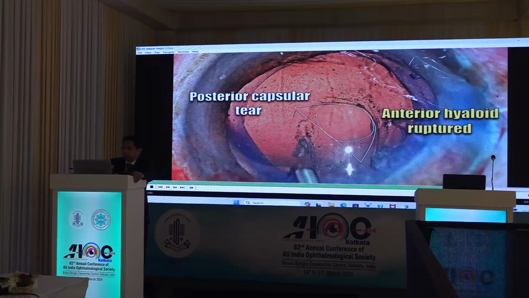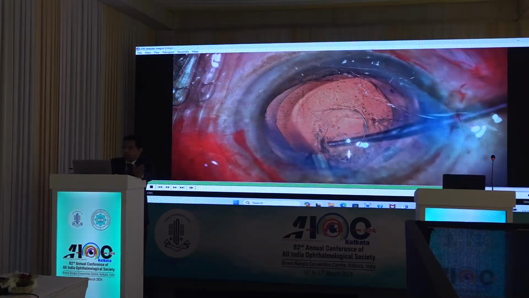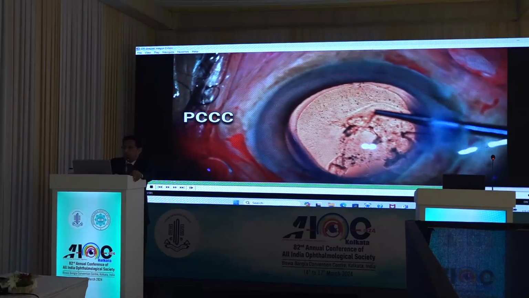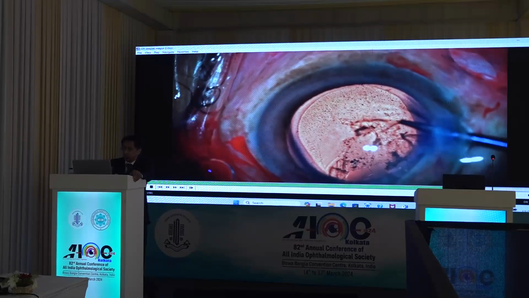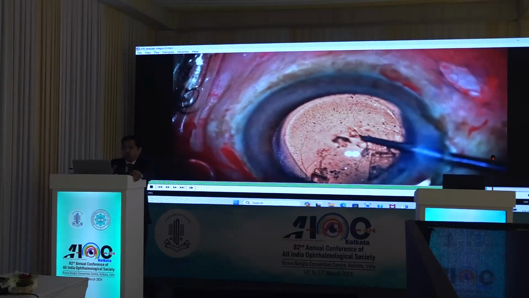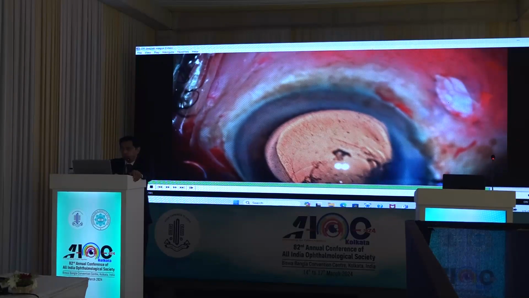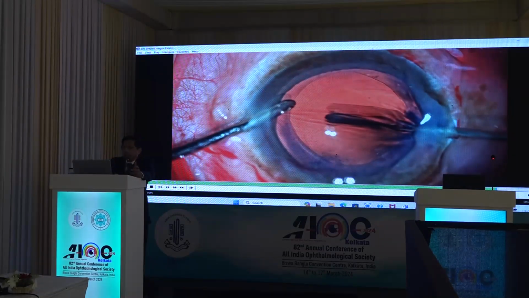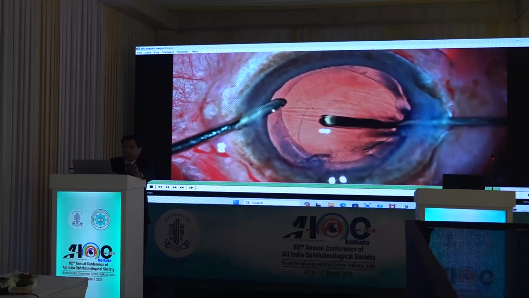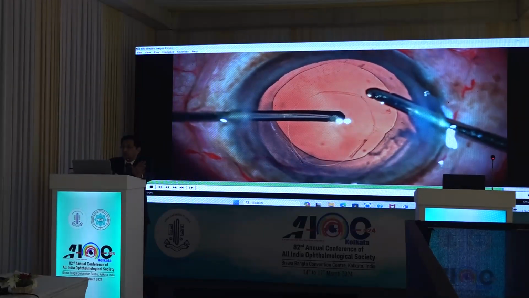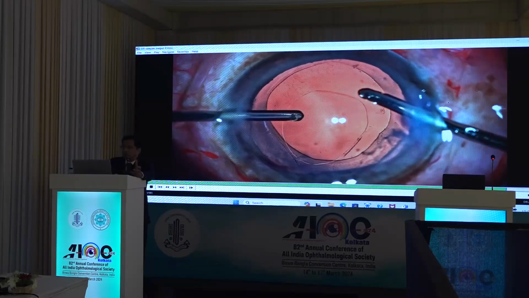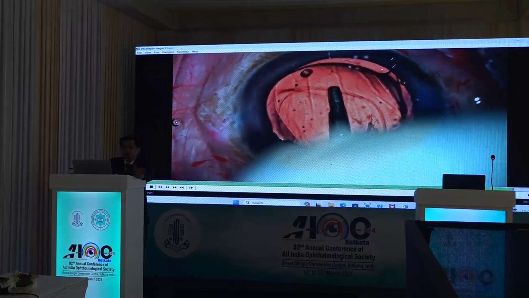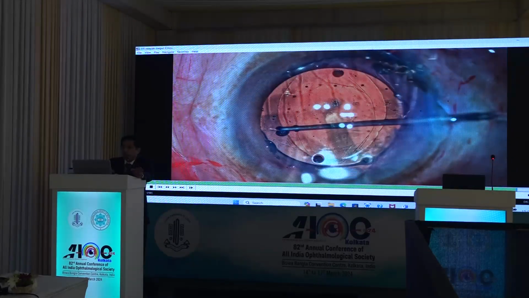Now, this is a case where you have a posterior capsular tear and anterior hyaloid rupture. In this case, I'm trying to do a PCCC before the vitrectomy itself. You have a higher chance of success of getting a PC rhexis. The problem is, vitreous cannot be there. You have to push it down. Then only you can achieve a posterior capsular rhexis. Once you have a posterior capsular rhexis, the chances of the PC tear enlarging are significantly lesser. And we have a nice rhexis like this. You always have a chance to place the same lens in the bag itself without any issue at all.